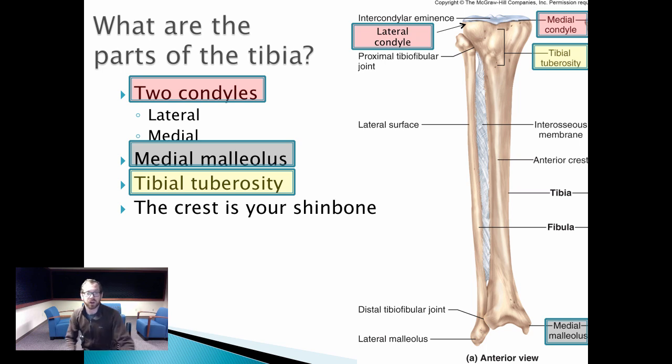So why don't we put all of these features together? We have the tibial tuberosity, so this is anterior. We have our proximal portion because of our condyles, and then our medial malleolus, and this is a right tibia.